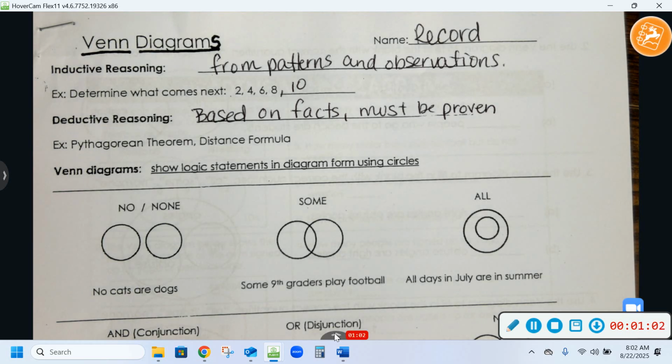I'm faced with a problem. I need to figure out how to solve it or what comes next. I might need the Pythagorean theorem. I might need the distance formula. You don't know what the distance formula is yet, but you will next class.